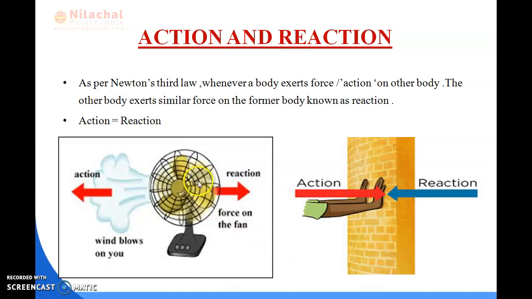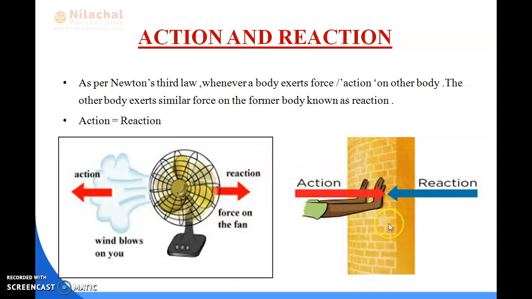In this image, all of you see here, this fan gives us the flow of wind. Okay, so it is its action, but whenever the fan gives us the wind, in the opposite direction its motor will give the return heat. Okay, this is your reaction.